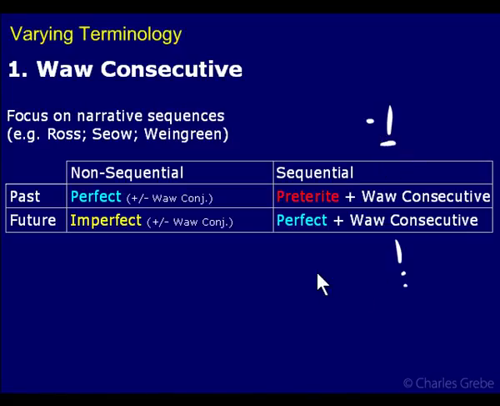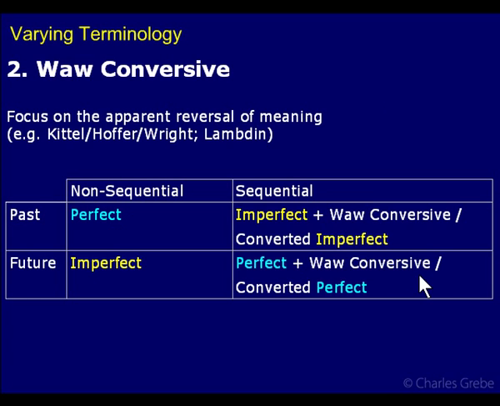Okay, well, we've seen the Vav consecutive. That's one way to talk about these things. Talk about this special Vav consecutive. The second is to talk about, or another way is to talk about the Vav conversive. And this focuses on the apparent reversal of meaning. Remember, we have this sort of flip going on.